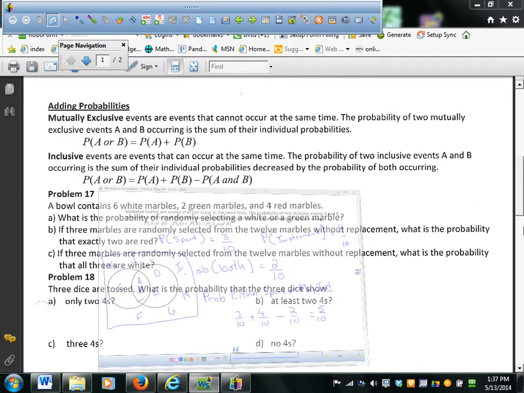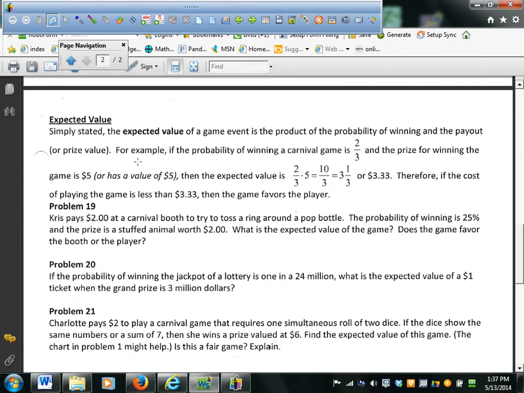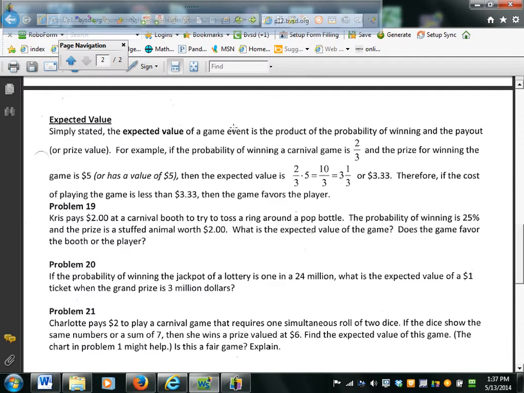So I'll let you work on some of these, at least 2. And then I real quick want to talk about expected value. Simply, the expected value of a game event is the probability of winning times the payout of the prize. For example, if the probability of winning a carnival game is 2/3, and the prize for winning the game is $5, then the expected value is 2/3 times 5, which is $3.33. So each time you play, on average, you're going to win $3.33.